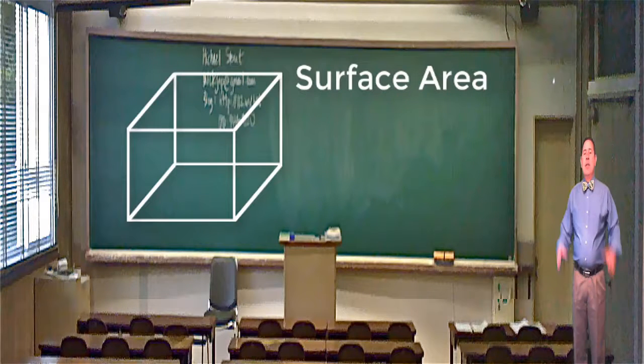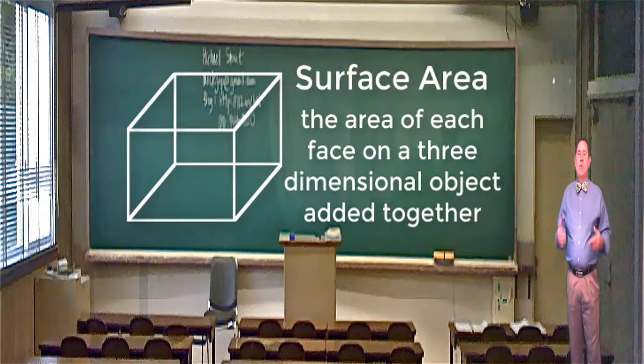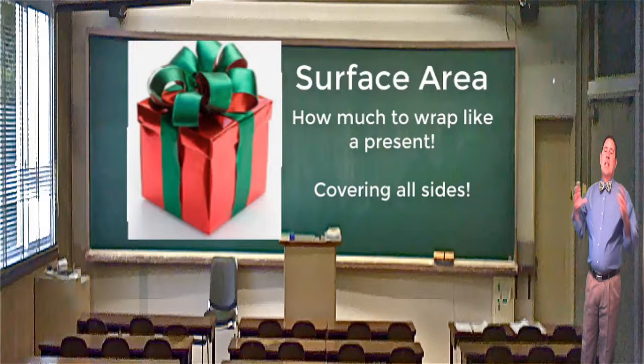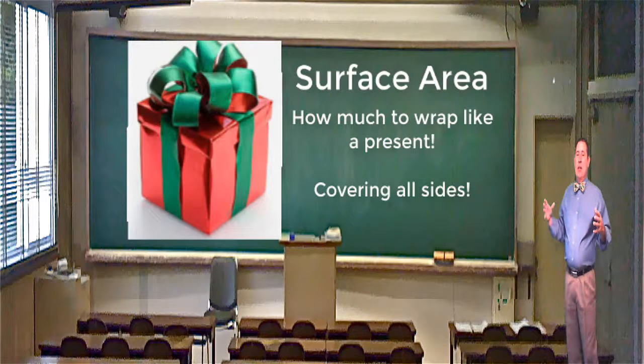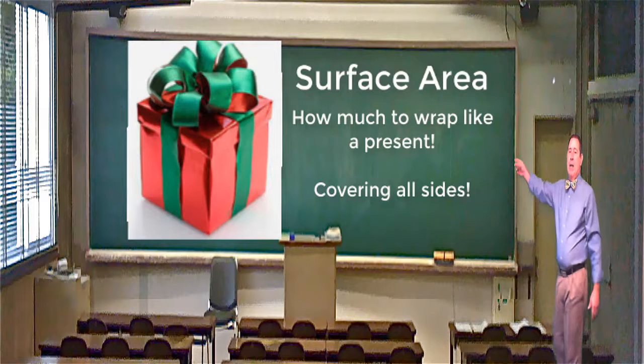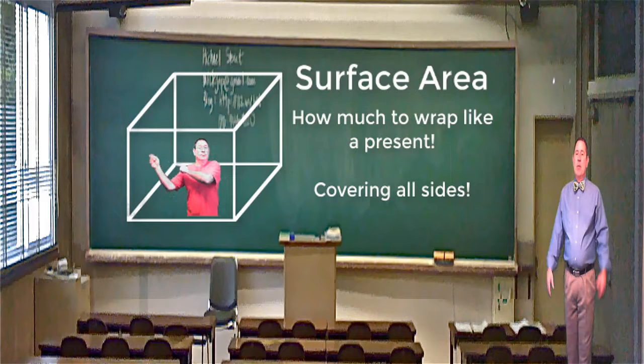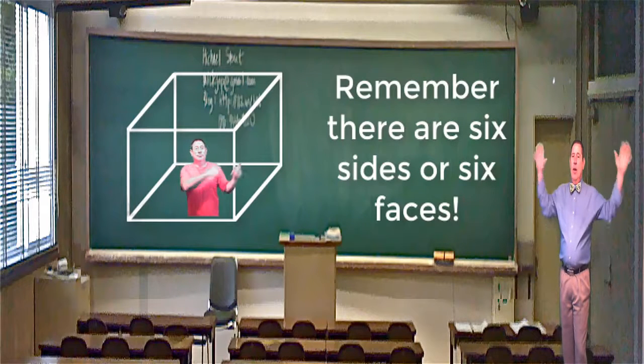This is about the different sides, the outsides. The definition: the area of each face on three-dimensional objects added together. Let's keep it simple. If we were going to wrap a package like a gift, it would be how much paper we needed to cover the whole box. So we have to look at the whole thing. If we were to wrap a present, we're looking at this side, that side, all the sides.